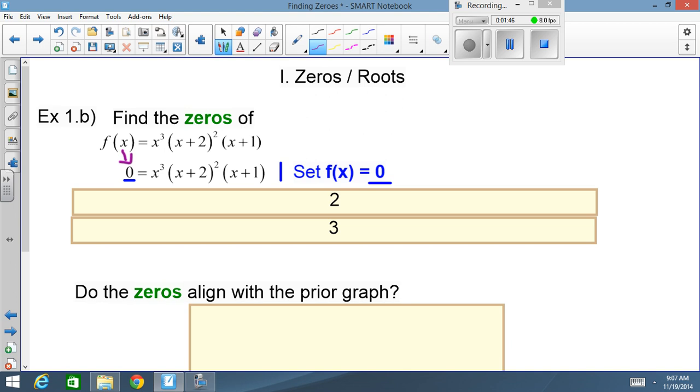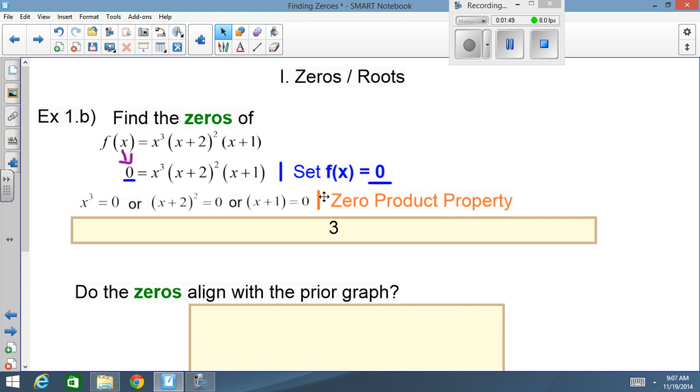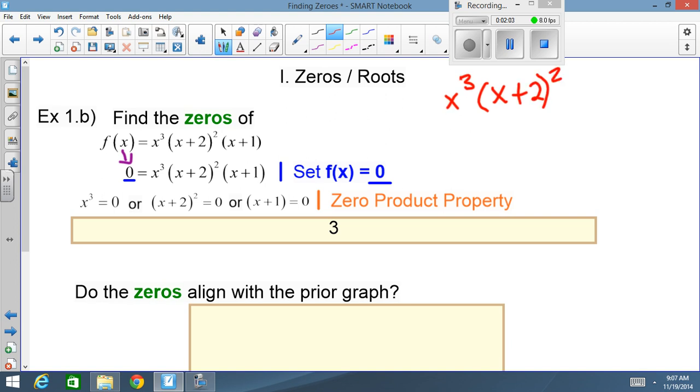Now there's this thing called the zero product property. The zero product property basically says if you have three things all being multiplied together, like we do here, we have the x to the third, that's being multiplied by the (x plus 2) squared, and then that is also being multiplied by the (x plus 1). I have three different things all being multiplied together. The zero product property says if any of those three parts are equal to 0, then the whole thing is equal to 0, because 0 times anything is 0.